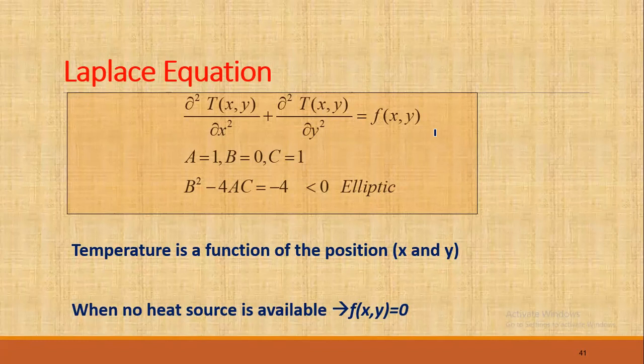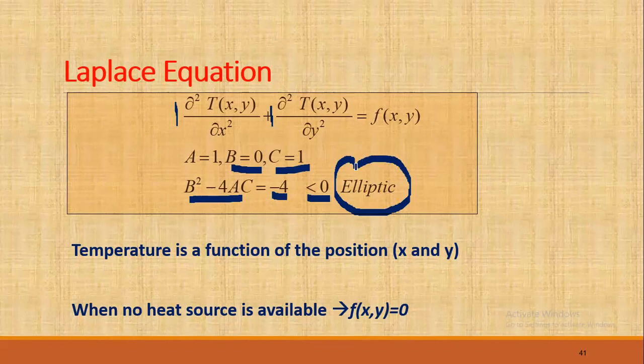So obviously A is 1, the mixed derivative is not there so the coefficient B is 0, and C is also 1. So B² − 4AC gives us −4, and −4 is less than 0. When it is less than 0, the nature of the given PDE is elliptic. So the Laplace equation is of elliptic type. Now the temperature is a function of the position x and y.